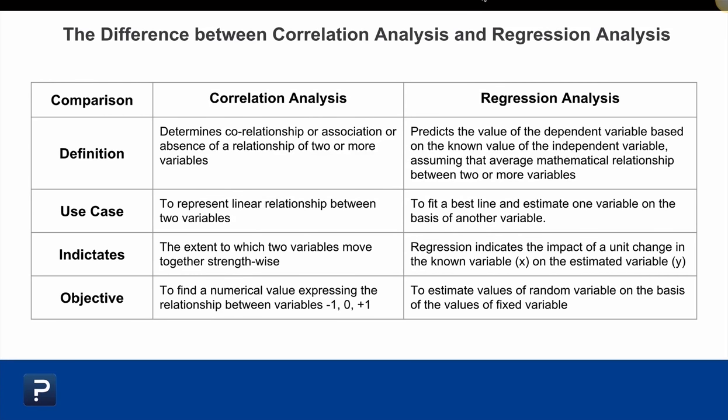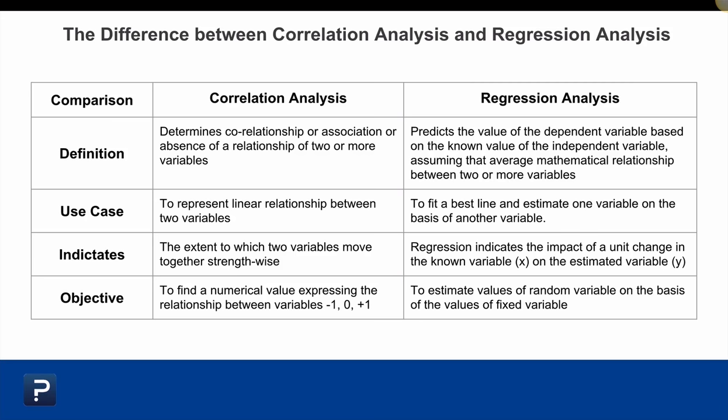On this table, you can see that we are comparing correlation analysis to regression analysis by definition, its use case, what it indicates, and its objective. So with correlation analysis, again, it determines a relationship or association or absence of a relationship of two or more variables, whereas the regression analysis predicts the value of the dependent variable based on the known value of the independent variable, assuming that average mathematical relationship between the two or more variables.